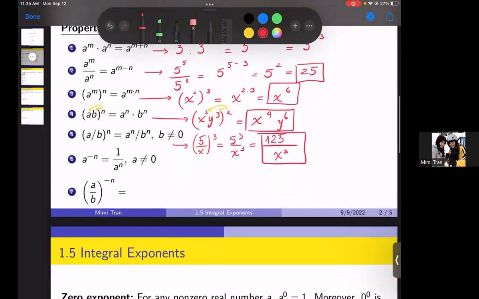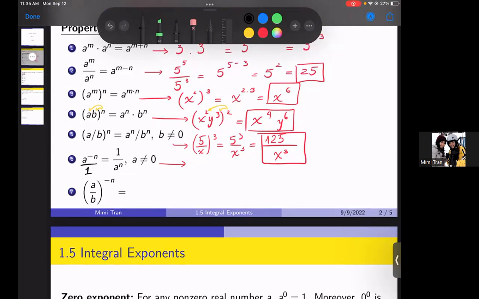Rule number 6. A to the negative n is equal to 1 over a to the n. Now, a to the negative n, I like to write it as a to the negative n over 1. If it involves fractions, then I like to put the number over 1. That's why all integers are fractions. I say 3, you can say 3 over 1. Even 0 over 1. So all you do is just flip it, and then turn the negative power into a positive power.